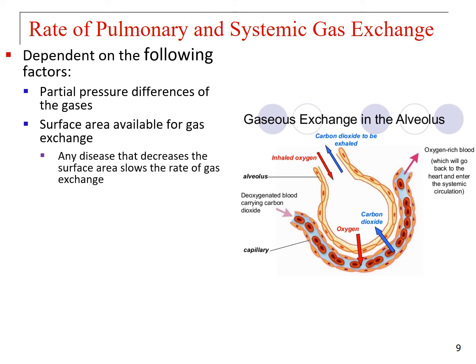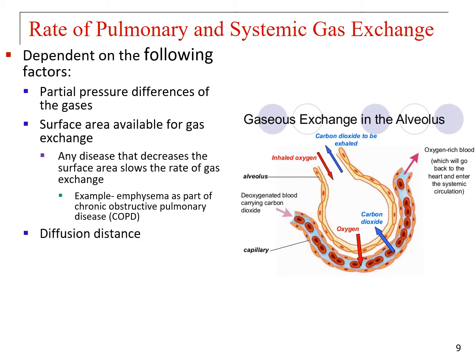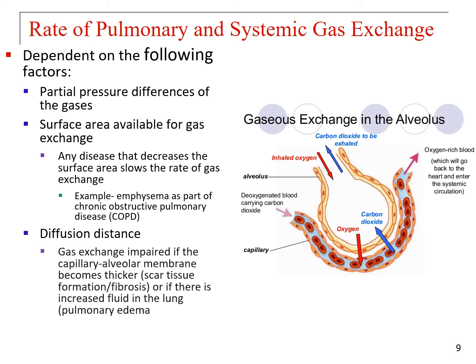So tuberculosis, there's a lot of scar tissue that's formed in TB. Anything that causes fibrosis or scar tissue is going to slow the rate of gas exchange. Emphysema is a good example of this as part of COPD. Diffusion distance is another factor in terms of gas exchange.